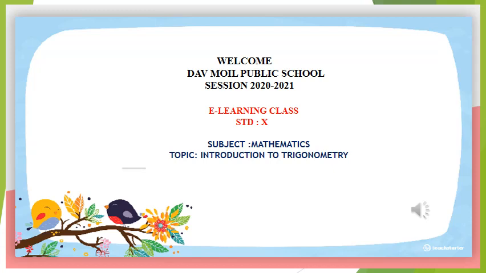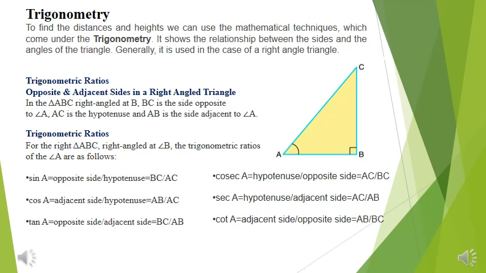In this chapter, we will discuss trigonometric ratios and their values at specific angles. Students, trigonometry is a branch of mathematics where we learn about the sides and angles of a right angled triangle, and it is always applied in the case of a right angle triangle. So here, in trigonometric ratios, in a right angle triangle we have the opposite side, adjacent side and hypotenuse.